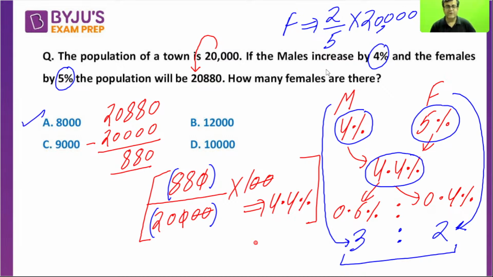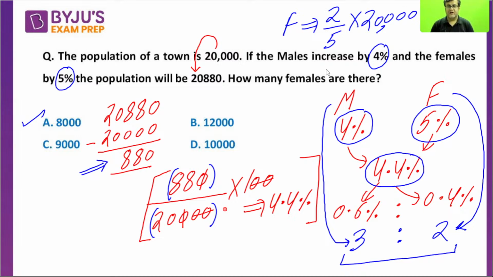Why should we find the difference in population, beta? Until you subtract, population was 20,000, now 20,880. So until you subtract, how will you come to know how much increase there is? If your salary was 20,000, now your salary is 20,880. How much increase? 880 is the increase. Until you subtract, how will you know how much increase in percentage? 880 increase on 20,000 into 100. So it means this is 4.4% overall increase.